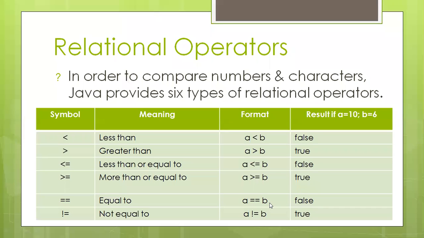Then A equal B, is this equal? No. So that's why false. A not equals to B means 10 is not equals to 6. Yes, true. So it is true. Okay, so what you will remember in the case of the relational operator: it is used to compare two operands and returns the result in true or false.